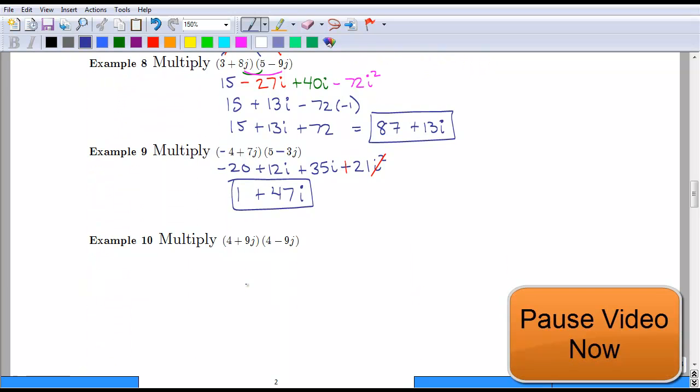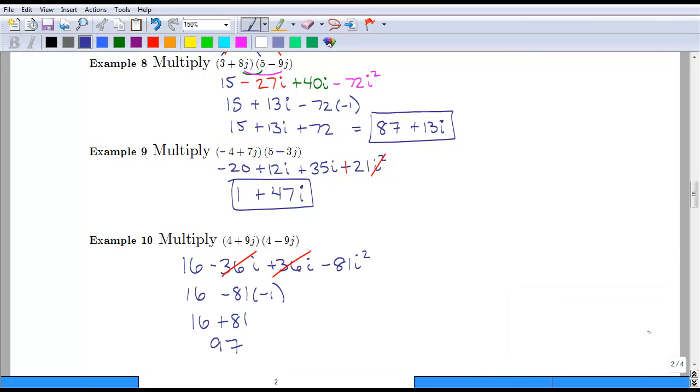Now I want you to pause the video and try example 10. So when all is said and done with this one, we end up with simply 97. And I realize that 4 plus 9i times 4 minus 9i is probably the strangest way you've ever seen 97 written. But this is what the answer comes up to be. This is a real answer.